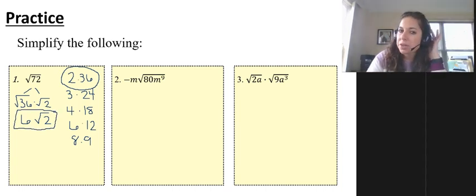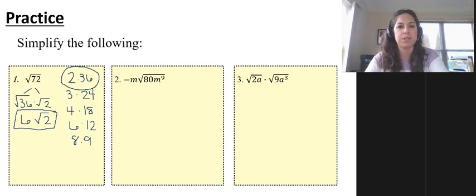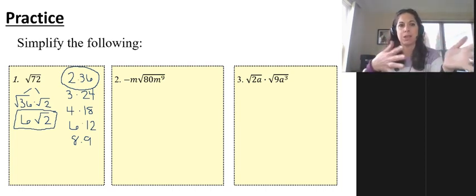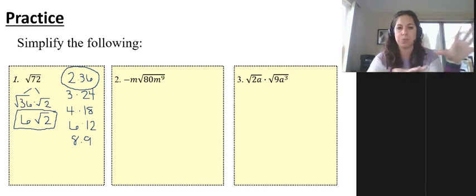All right, number 2. Negative m times the square root of 80 m to the 9th. So we have a few things going on here. First off, we have a negative m on the outside of our radical. That just means, like when you do parentheses, if there's something on the outside of the parentheses and you simplify, you have to make sure to multiply by it. So first, let's reduce the 80, and then we'll talk about the m to the 9th.